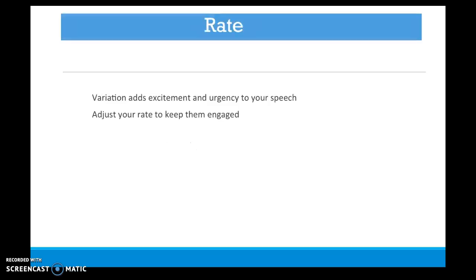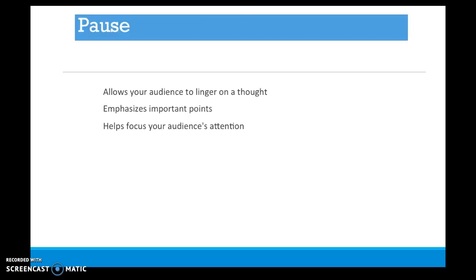Rate is also important, how fast you speak. Pay attention to your audience and know what they need to stay interested and involved. So think, when you're videotaping, what does your audience need to help stay interested? Pauses can be used for more than just slowing down your speaking rate. They are amazing at emphasizing important points and helping focus your audience's attention. They also help remove vocal fillers. Speakers tend to use fillers when struggling for the next word. Use a pause instead. It will allow the audience to consider what you just said.